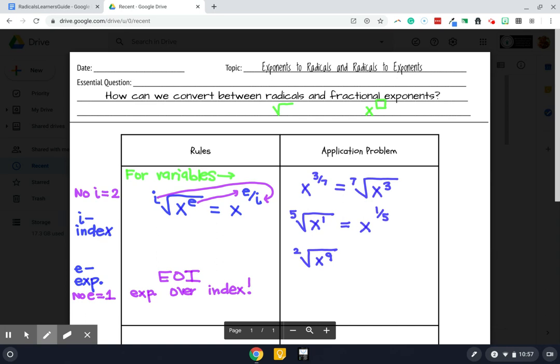Okay, here's another one. I probably shouldn't have written that 2 right away, so let's get rid of that. We're just given this, but we know that when there's no index, there's a 2. So I guess we probably were okay to write it right away. I just was really excited, I guess.